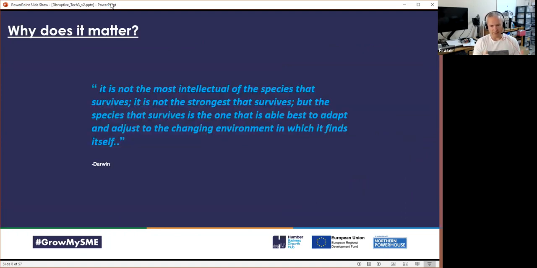So why does it matter? And I've got another quote for you here from Darwin. You may well recognize this, and I think it's very poignant in these times of pandemic, really. And Darwin basically said it's the people who adapt that survive. It's not the most intellectual, it's not the strongest. And disruption, in a way, is about adapting.